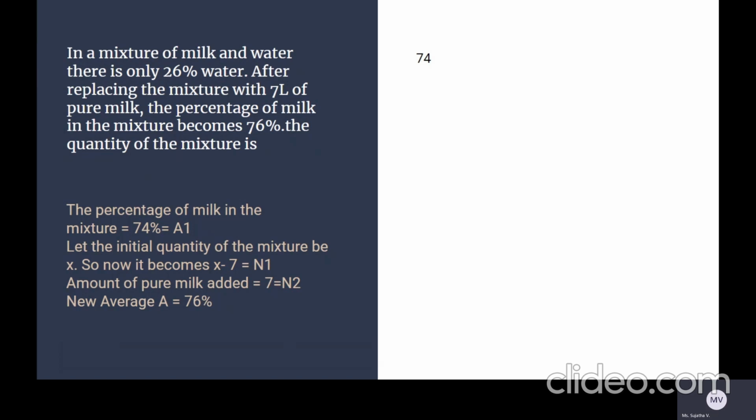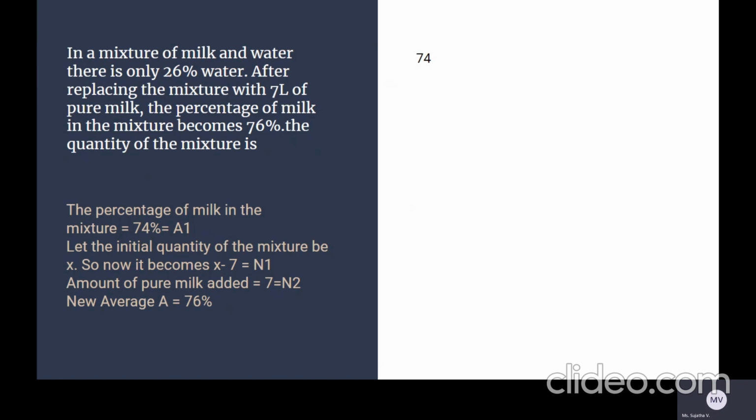Okay, so right now your two things are, on one side you have milk and water mixture, on the other side you have pure milk, right? So here you're going to take the percentage of milk. Okay, in the mixture of milk and water, what is the percentage of milk? In the question you have been given the percentage of water, so you can easily find the percentage of milk. It is 74%. And what about the other side? You're adding milk to it, that is completely milk, which is 100% milk, right?